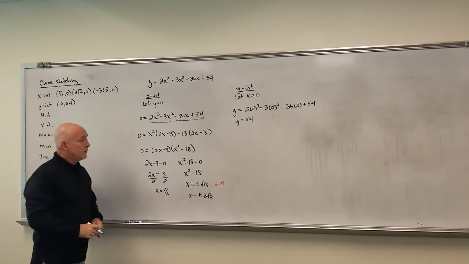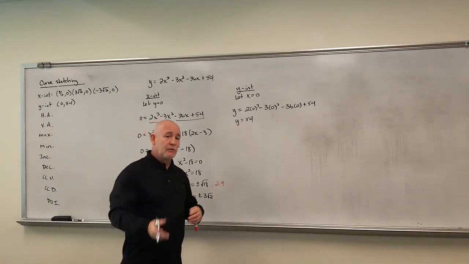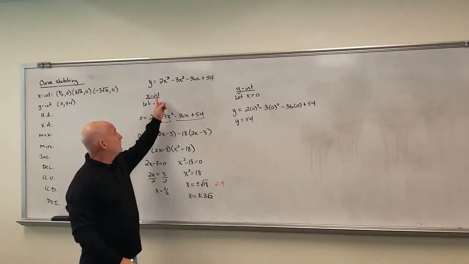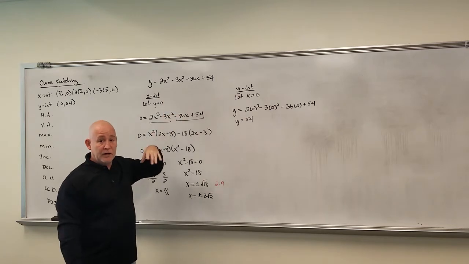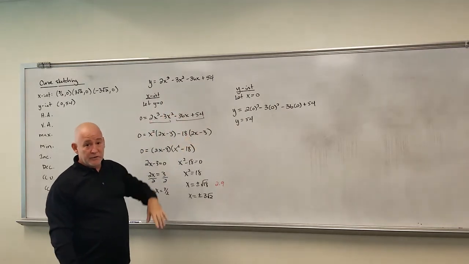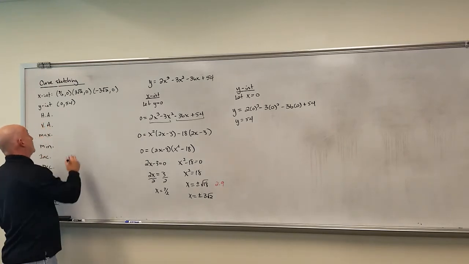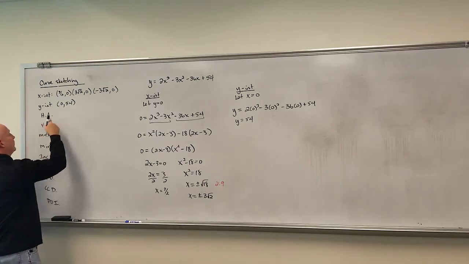Okay. All right, horizontal asymptotes. Remember from our past, vertical asymptotes occur anywhere that the denominator is undefined but the numerator is not, or anywhere the bottom is equal to zero but the top's not. Well, since we don't have a fraction here, we don't have, I'm sorry, that's vertical asymptotes, I did them out of order.